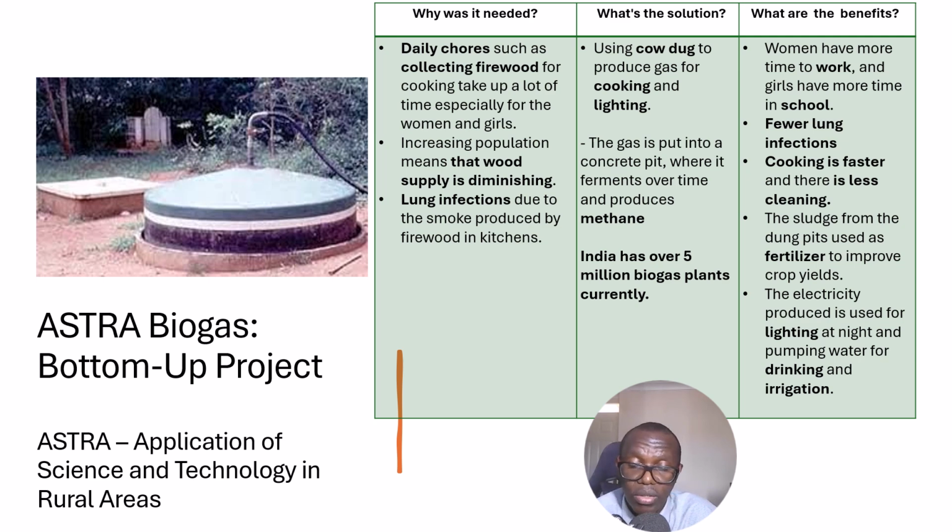Then the sludge from the dung pits can be used as a fertilizer to improve crop yields. So the crops that they grow have seen an improvement as a result of this sludge from the dung pits. Then lastly, the electricity produced is used for lighting at night and pumping water for drinking and for irrigation. So overall, the project has been fairly beneficial for people who live in rural communities in India.